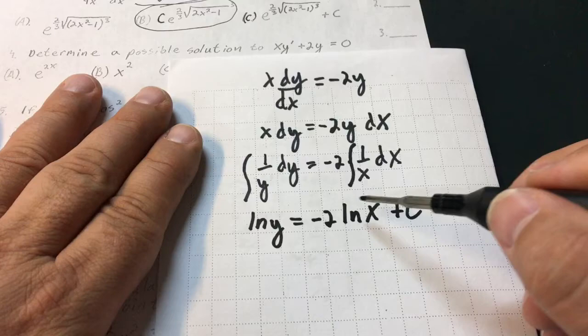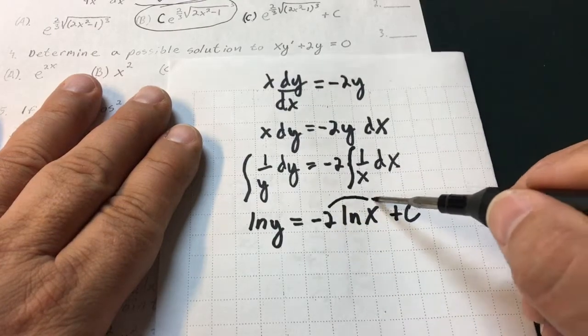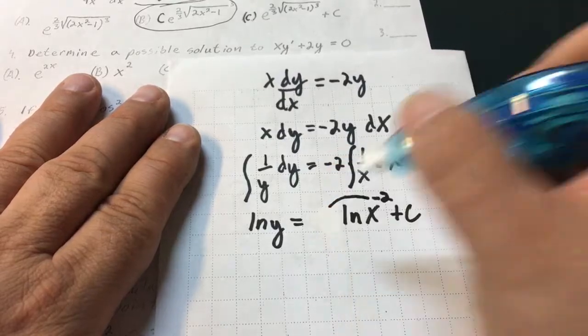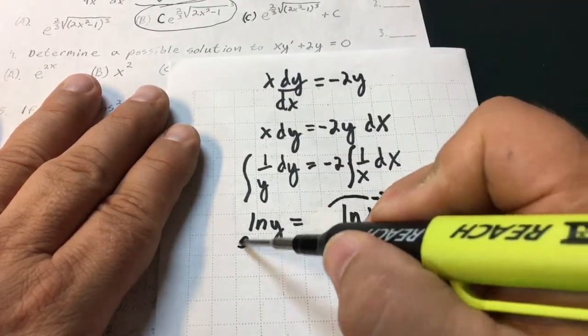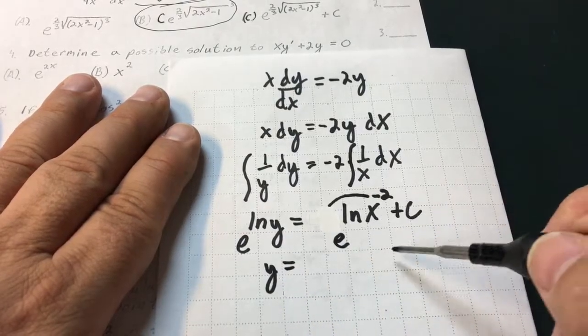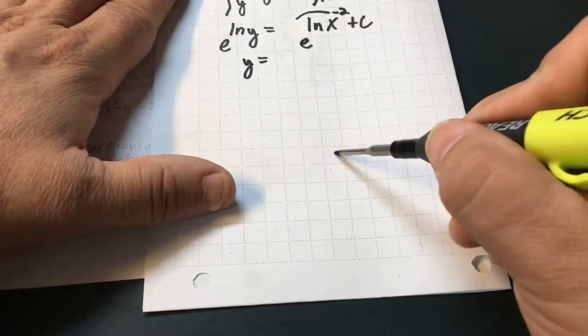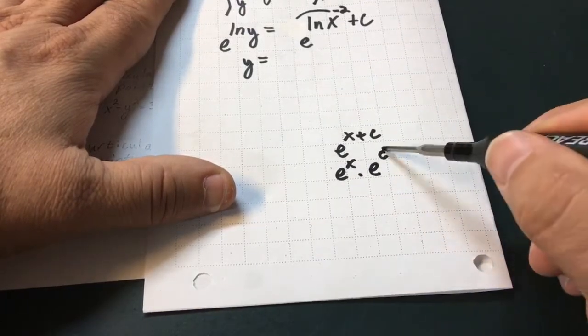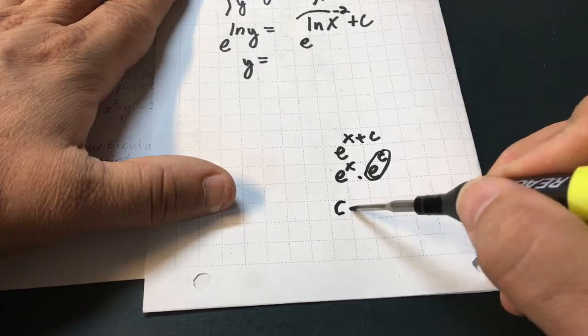Now, if I have ln x with a negative 2 out front, I can kick that negative 2 up as its exponent. That's a legal move. Now to solve for y, I'm going to base e both sides. E to the ln y is just y equals. Now over here, remember, if I have some item such as e to the x plus c, I can rewrite that as e to the x times e to the c. And e to the c can equal just c. So this is going to give me c e to the x.